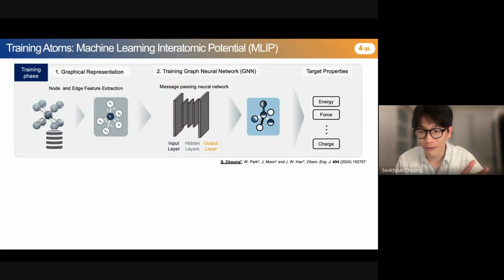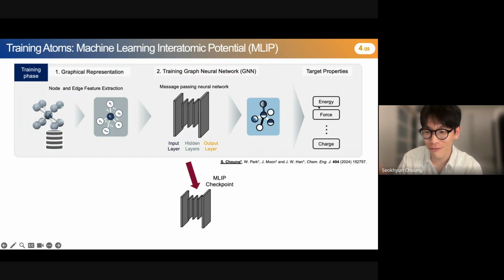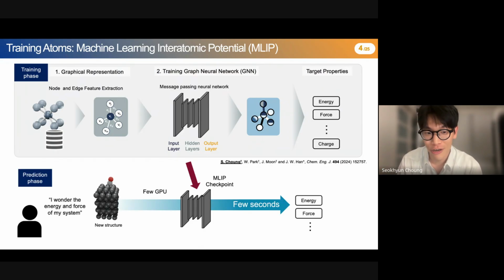So people are, of course, thinking of a new method, the machine learning interatomic potential, where we take the DFT calculations, transform them into a graph with node and edge formation, and train a transformer or some neural network in depth. Then we will find a way to get the energy and forces that we always want from DFT calculation. And once we have a well-trained MLIP checkpoint, then we can, of course, predict a system in a few seconds. And that's magical so far.